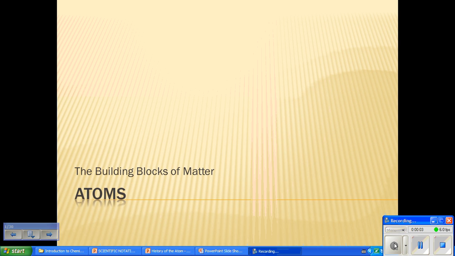Atoms, the building blocks of matter. We're going to look at the history of the atom and how, through indirect evidence, when we've never been able to see an atom, we've still come up with a model, where it all began and where we are now.